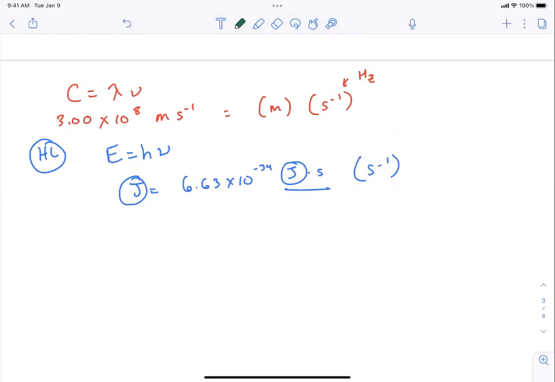We will go over that later, but volt is equal to joules per coulomb. So that's how the coulombs cancel out.